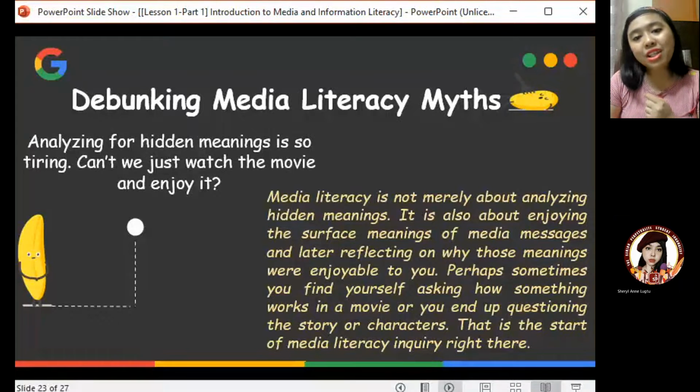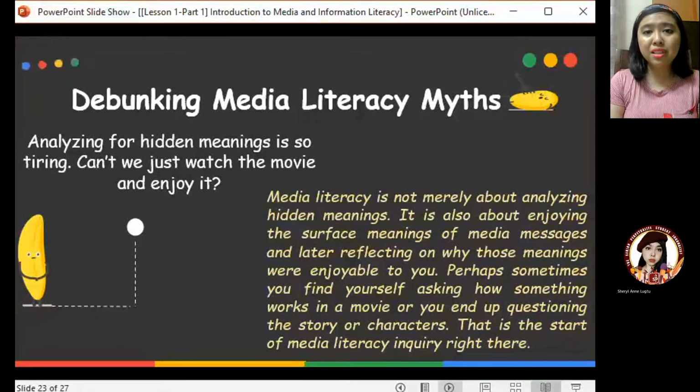All right. So media literacy is not merely about analyzing the hidden meanings. As I told you, it's usually done in literature just for the different approaches, because we have different approaches in it, if you have remembered your lessons in 21st century lit, right? But media literacy is also about enjoying the surface meanings of media messages. So it doesn't have to be deep.